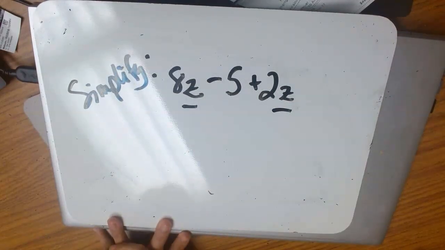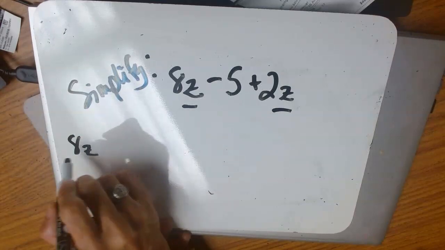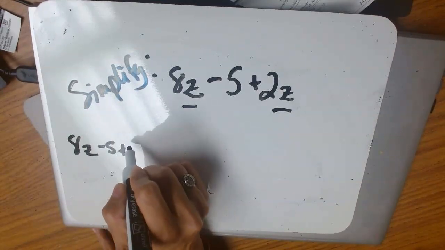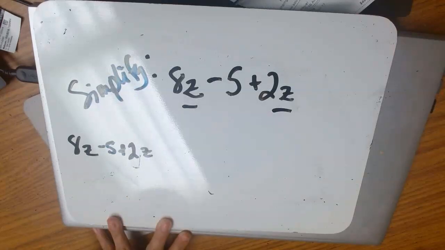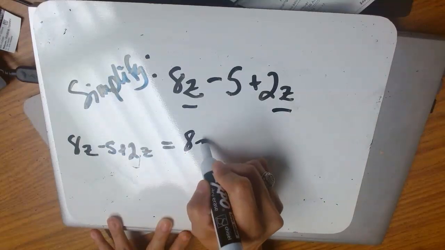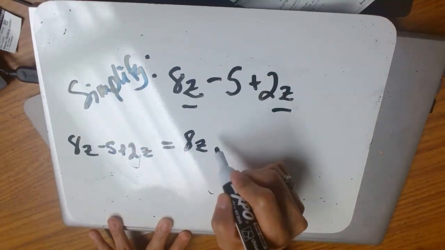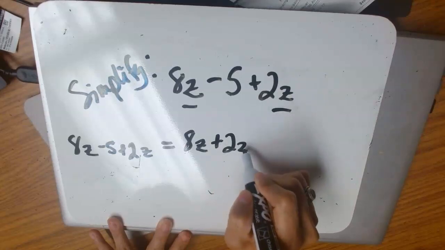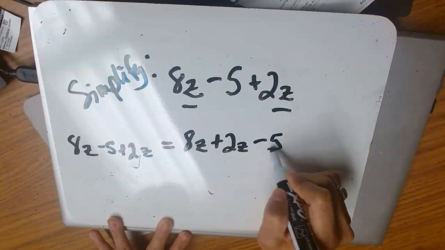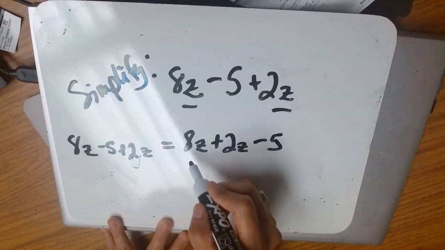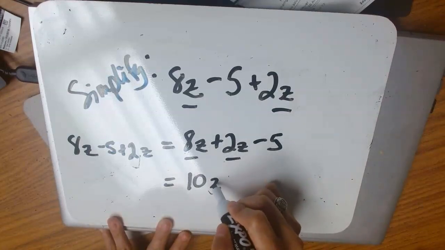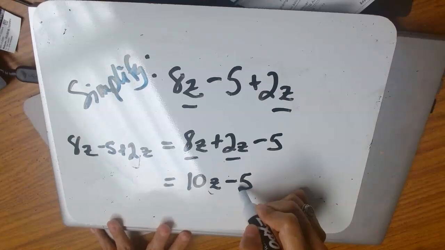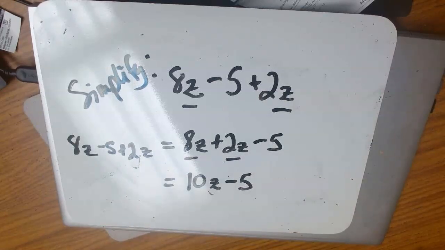There they are. So when you rewrite it, I'm going to go ahead and make my 2 different, that way there's no confusion. Okay, and we're going to do equals 8z is a like term to the 2z, and then we move the 5. So these are my like terms. So then in this case, we know that 10z minus 5 is how I simplify a variable expression.